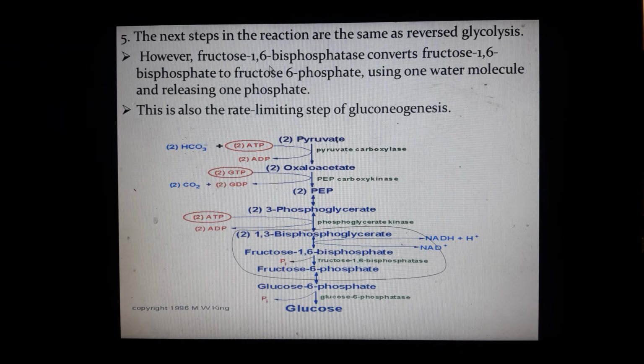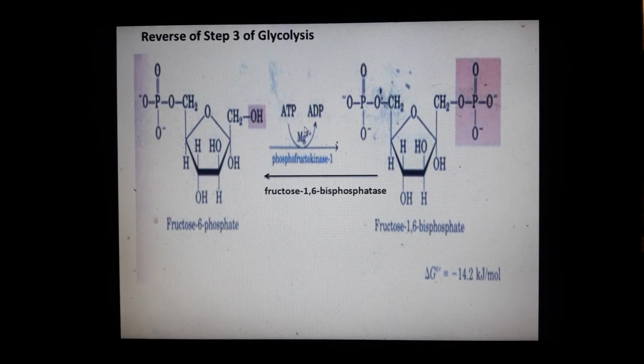So this 1,6-bisphosphate will be converted. The fructose 1,6-bisphosphatase enzyme converts the 1,6-bisphosphate to fructose 6-phosphate. So that is already the reverse of step number 2. So this step is rate limiting. Meaning it is easy. Okay? So step 3, sorry, step 5 is the reverse of step 3. That is the reverse of step 3 of glycolysis. Meaning the fructose 1,6-bisphosphatase enzyme converts fructose 1,6-bisphosphate to fructose 6-phosphate.